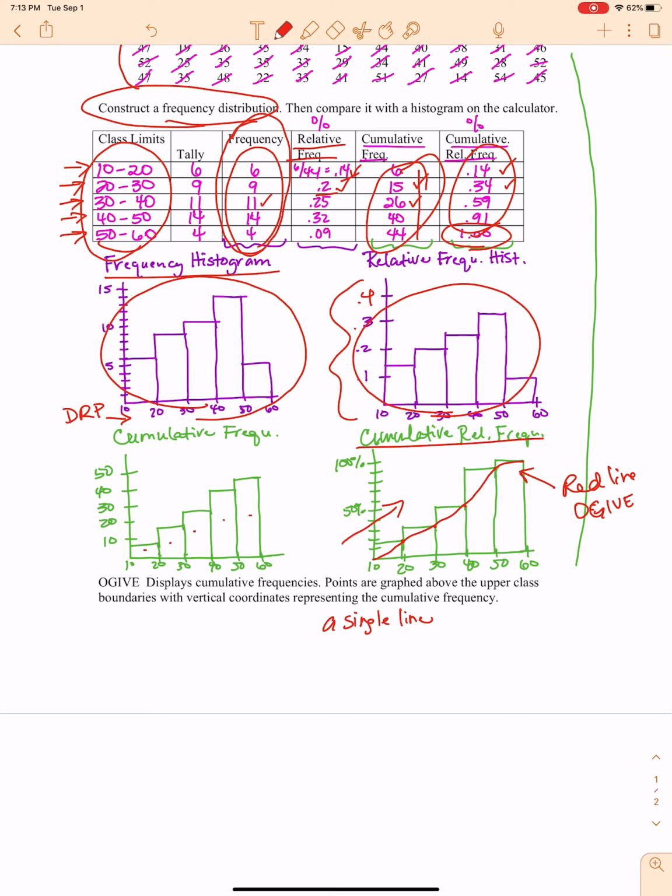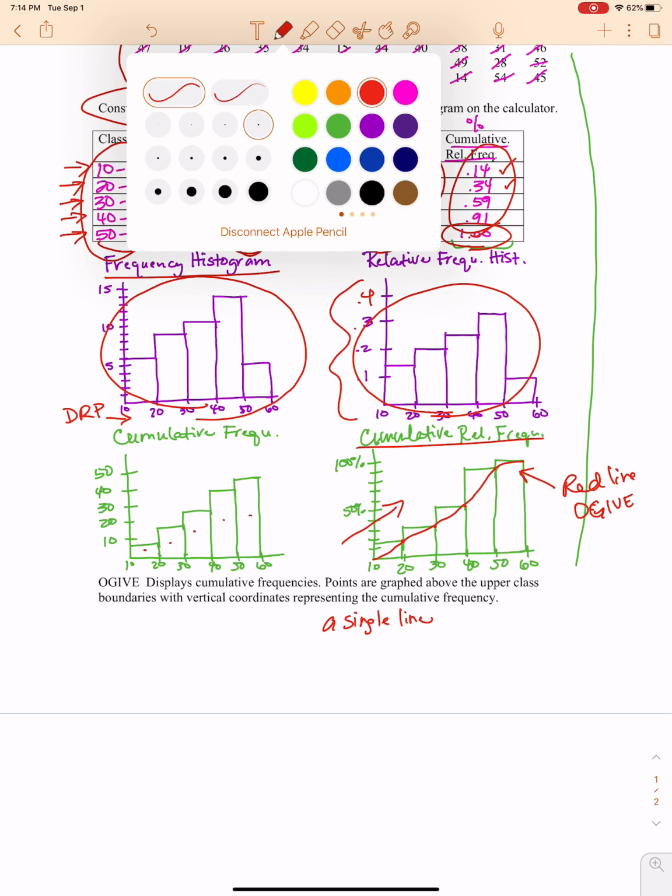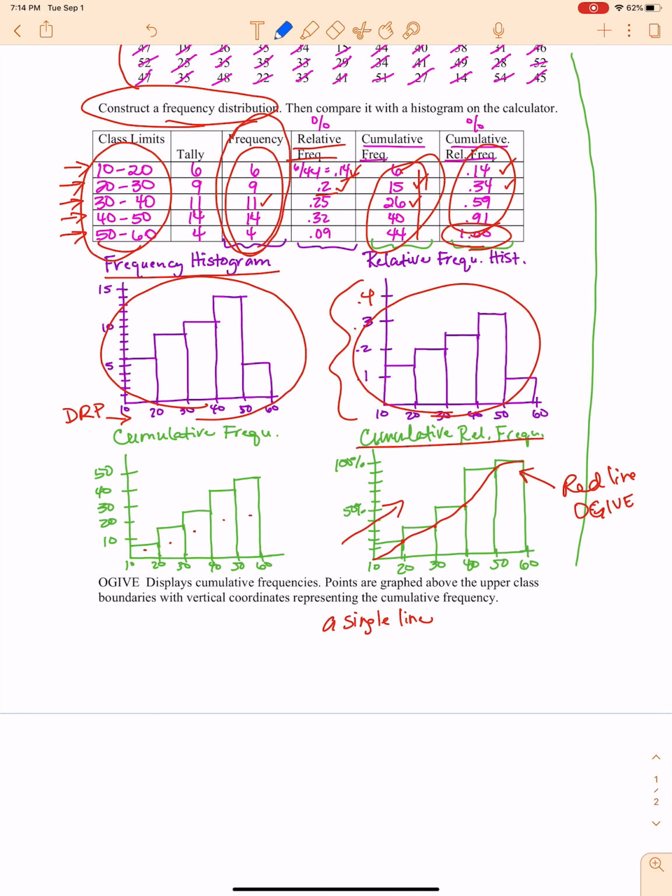But here's the good news. All of this jazz that I just showed you, that's just how we get to an ogive. What you need to know, and what I will show you on your examples, you just need to know how to read this. Awesome.